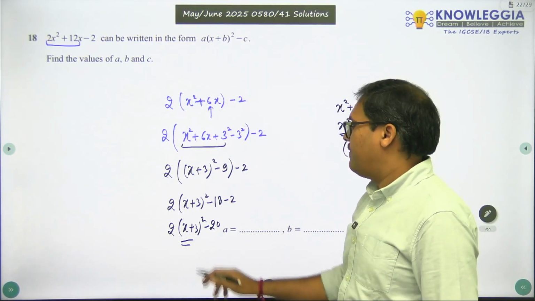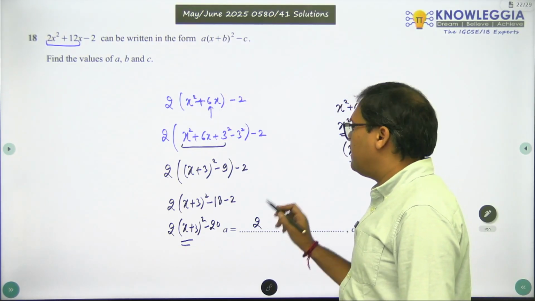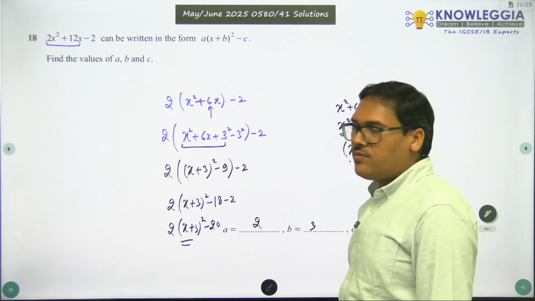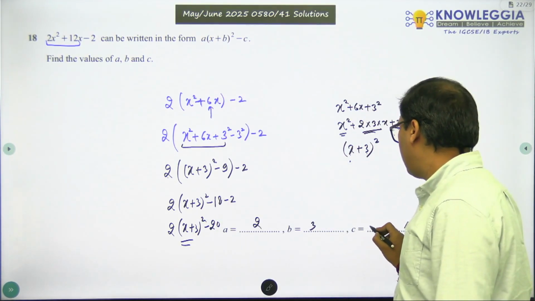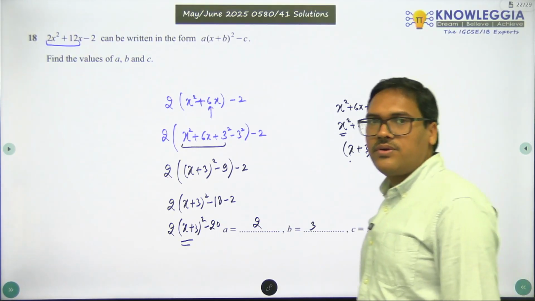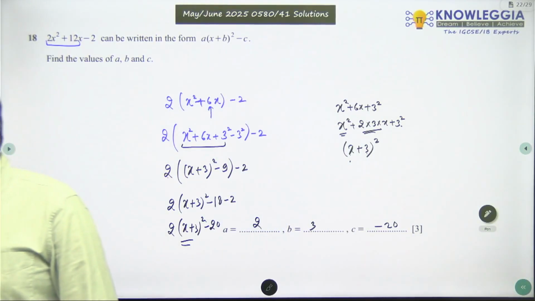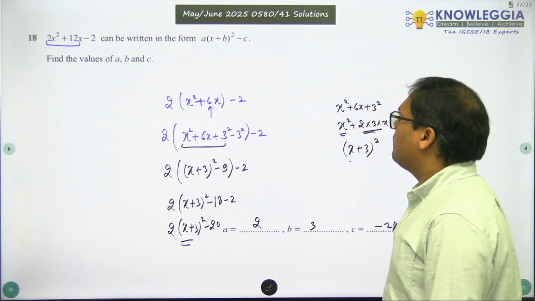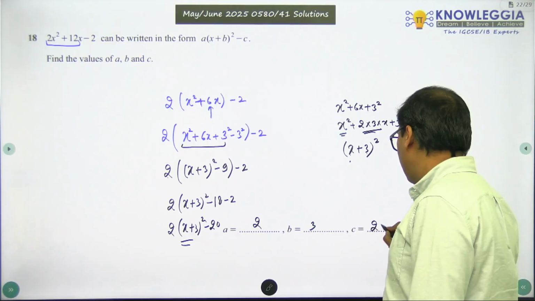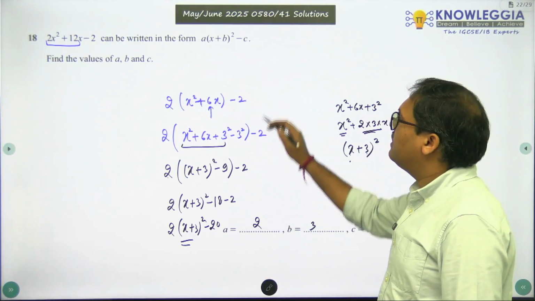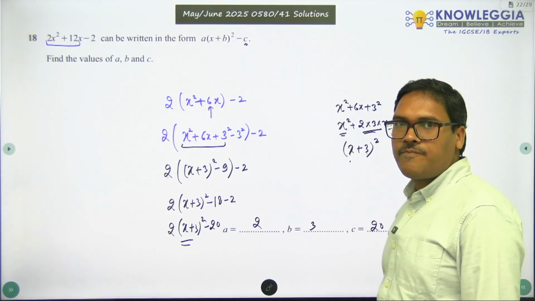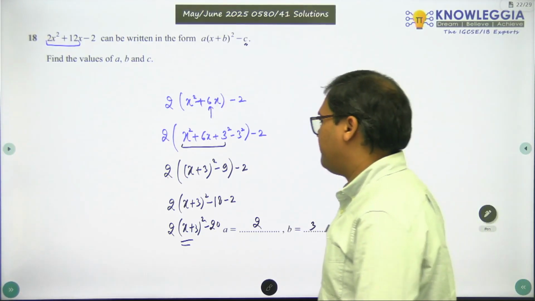So if I compare, what is the value of A? A is 2. What is B? B is 3. And what is C? C is minus 20. So this is how you can solve this question. And you can see this is 2, 3 and what C is, 20. C is 20 because we are just comparing. You can see this is minus 20 and this is minus C. So C is 20. I hope this is clear. Correct?